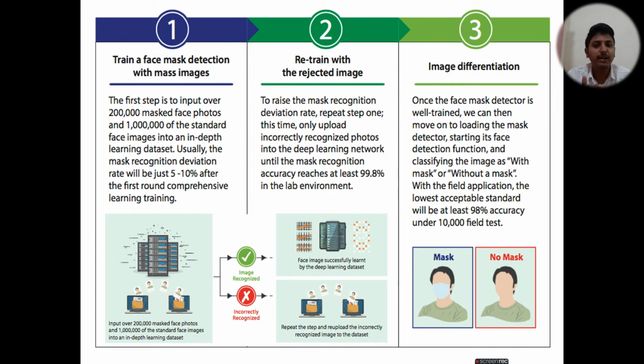Now moving to the second one, retrain with rejected images. So here to reduce the mask recognition deviation, repeat step 1. That means we are again going to the step 1 first condition. Here you can see the images recognized for input: over 2 lakh masked face photos and 1 lakh standard face images. Now both sets of data go to the next stage, that is, the face images successfully learned by the deep learning dataset, and the second one is to repeat the step and re-upload the incorrectly recognized images to the dataset.